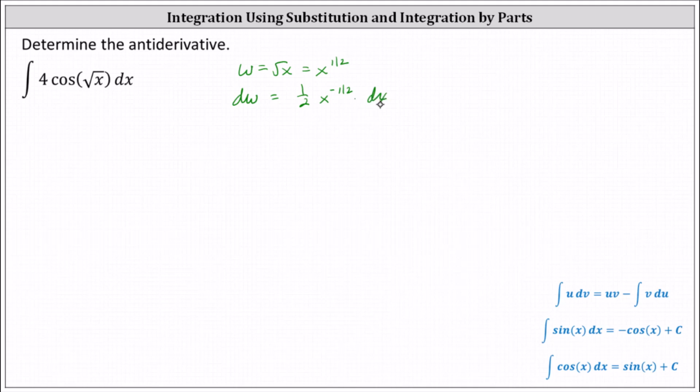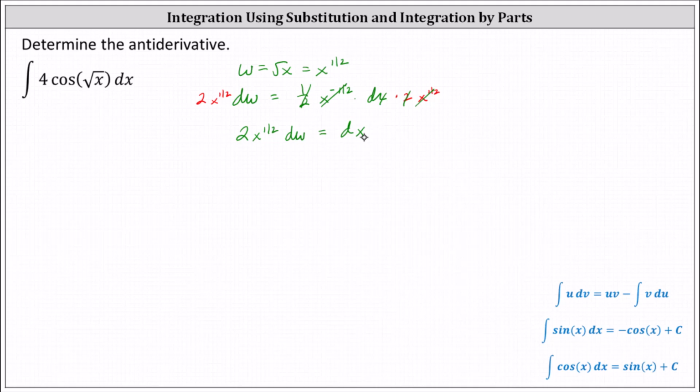Now, this doesn't look helpful at all because we don't have a factor of 1/2 as well as a factor of x to the power of negative 1/2 as part of the integral. So what we'll do is we'll go ahead and solve for dx. To do this, we will multiply both sides by 2 x to the power of positive 1/2. This gives us 2 x to the power of positive 1/2 dw equals, on the right side, 1/2 times 2 is 1. X to the power of negative 1/2 times x to the power of positive 1/2 is x to the 0, which is also 1. The right side is now just dx.